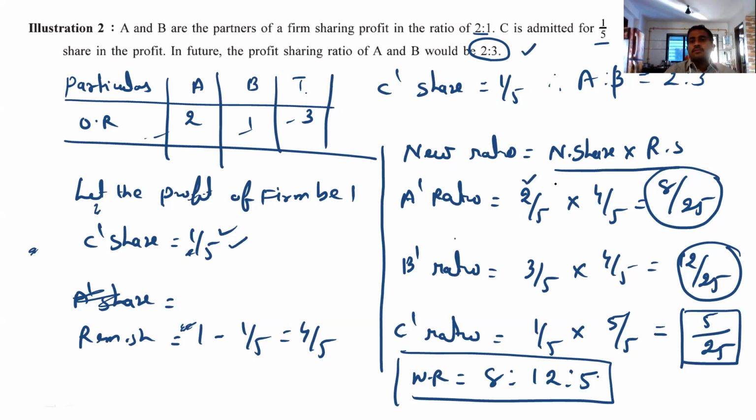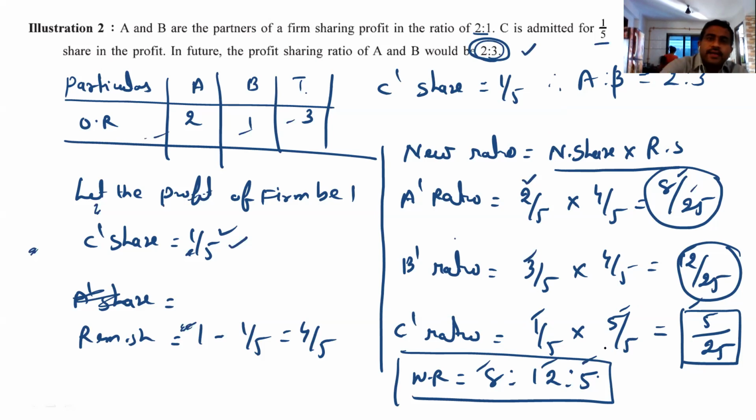New ratio. Clear this one. 2 is to 3. 2 by 5 into 4 by 5. Don't take the old one. 8 by 25. While in B it comes 3 by 5 into 4 by 5, 12 by 25. 1 by 5 into 5 by 5, it comes to 5 by 25. That is 8 is to 12 is to 5. Clear? If you practice, then only it will be clear. Otherwise, it's very hard for us.